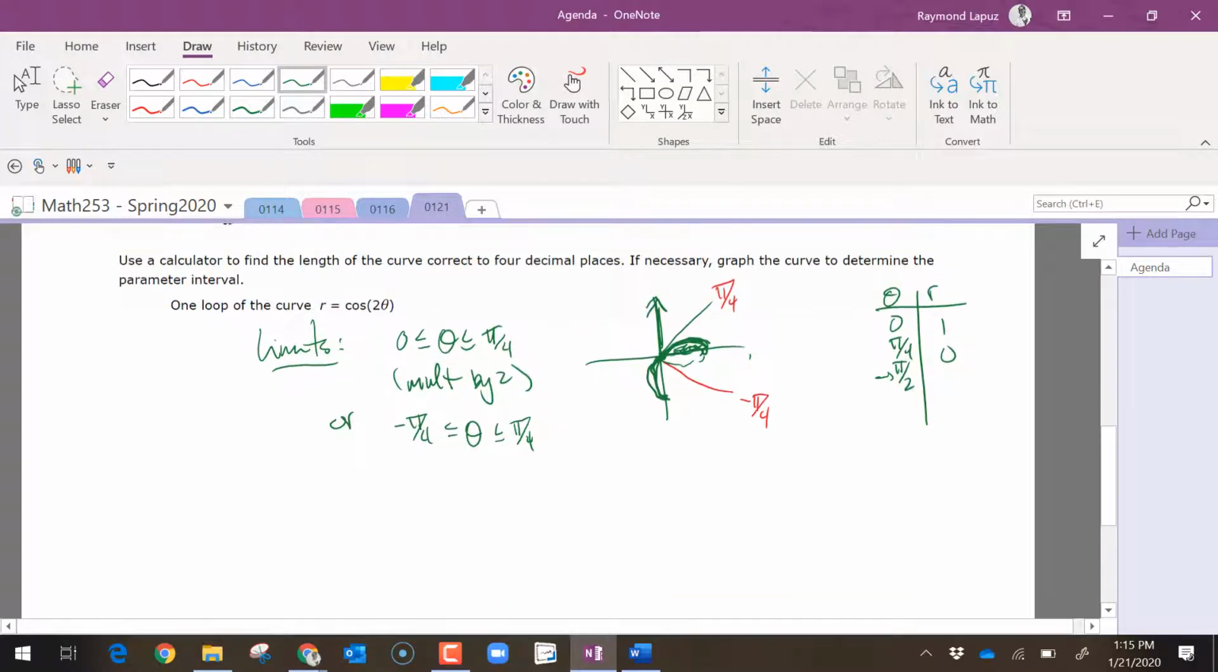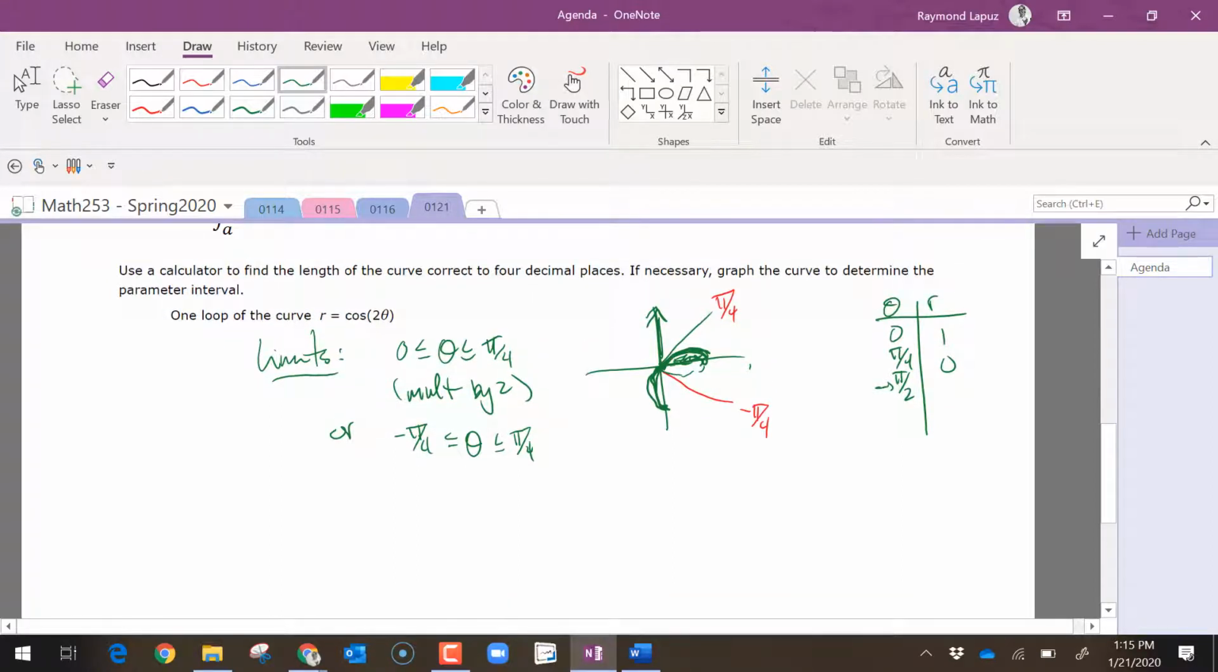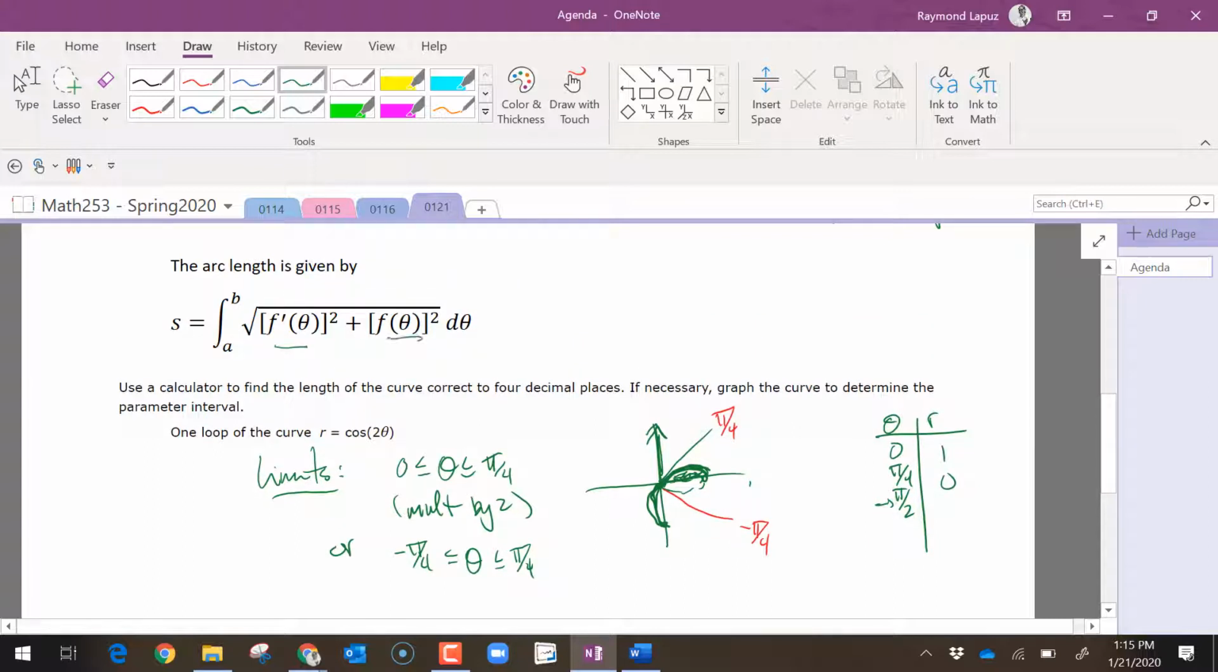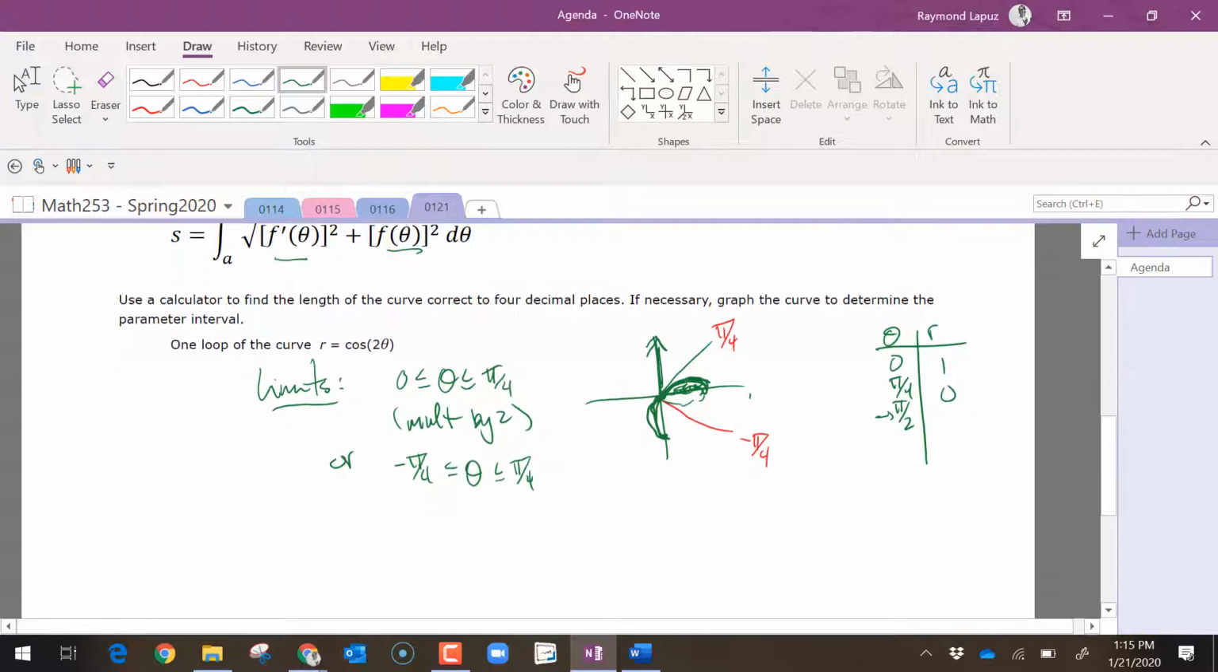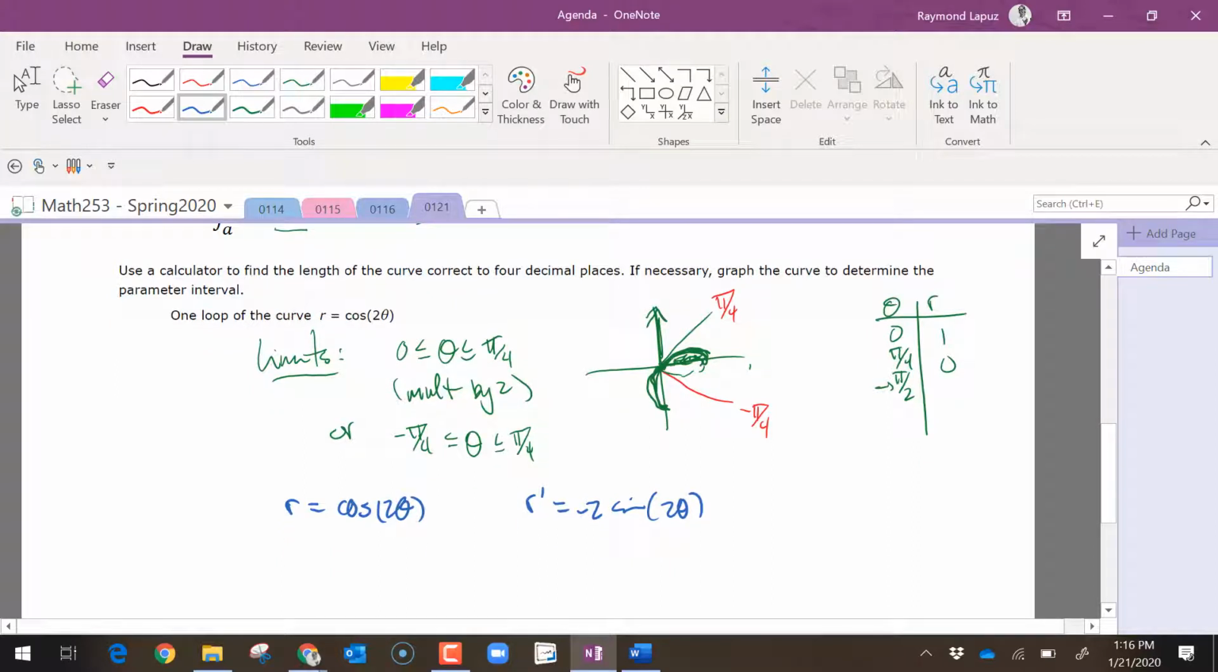So let's set it up. Well, before we set it up, we need to find a derivative because it looks like we need the derivative and the original function, square each one, add them, and put them under a square root. So I have my r. And I need my r prime. So it's negative 2 sine 2 theta. And then I'll take each one and square it.